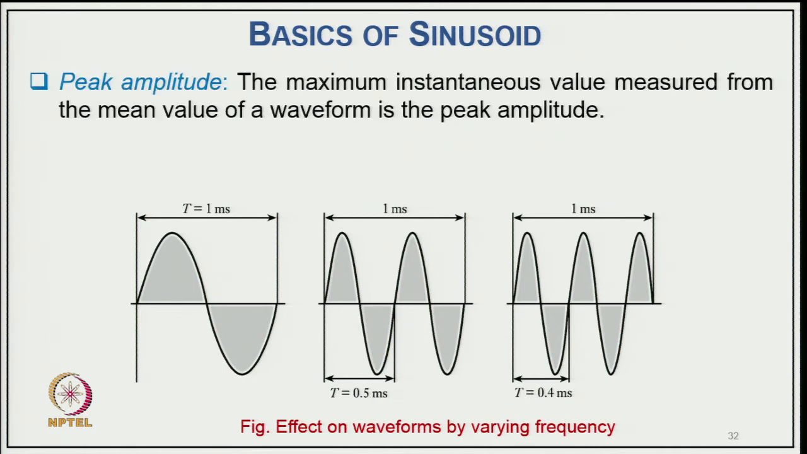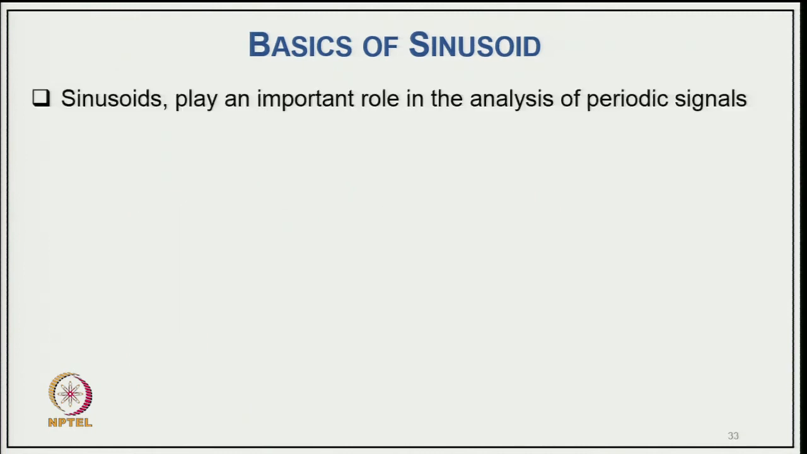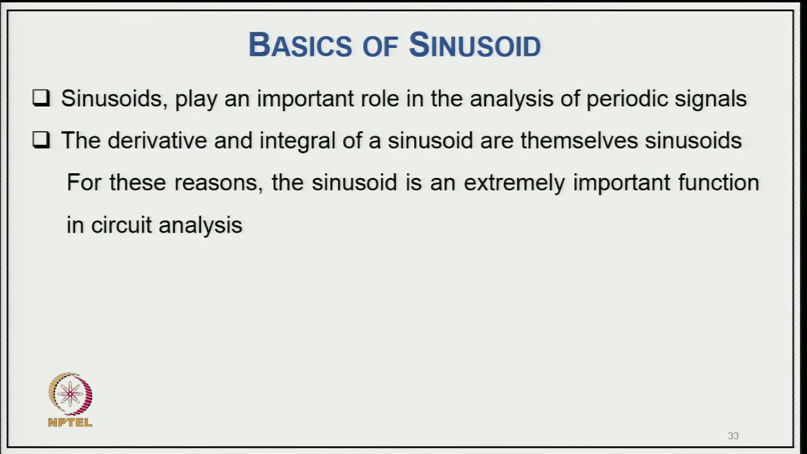Coming to the peak amplitude, it is the maximum instantaneous value measured from the mean value of the waveform. And the frequency, the number of cycles that occur in 1 second, is termed the frequency of the quantity, and frequency is measured normally in hertz. Of course, earlier we were calling it cycles per second. Now, the sinusoid plays an important role in the analysis of periodic signals, and the derivative and integral of a sinusoid are themselves sinusoids, and for these reasons the sinusoid is an extremely important function in circuit analysis.